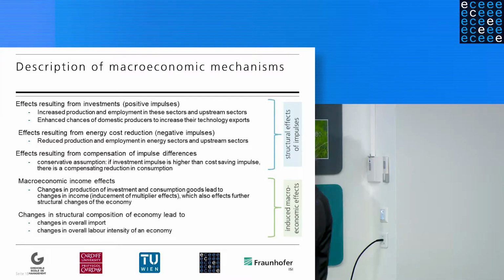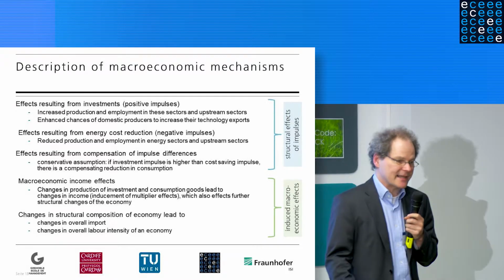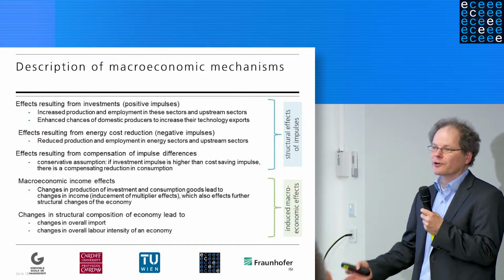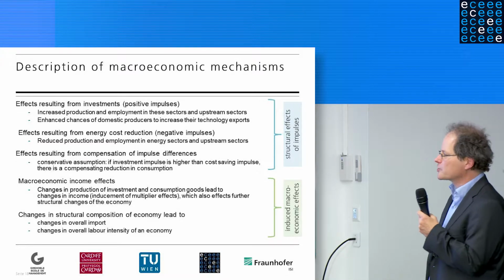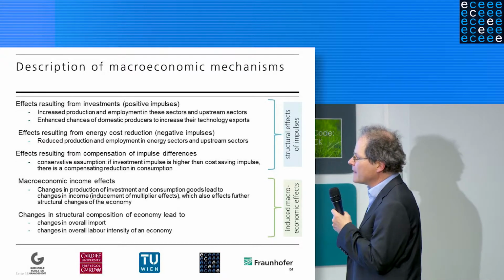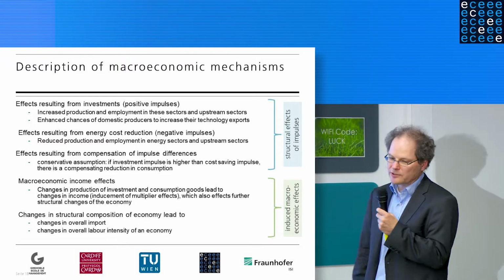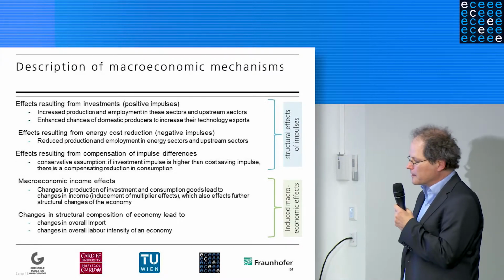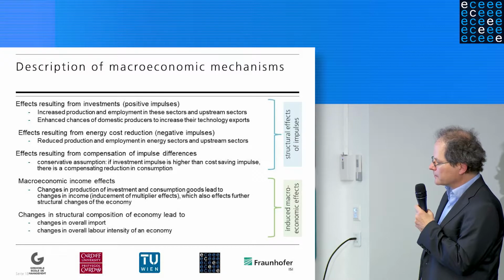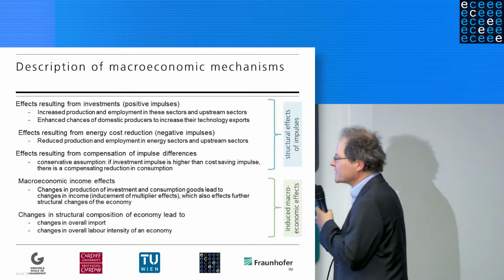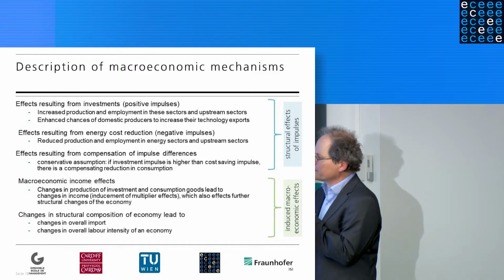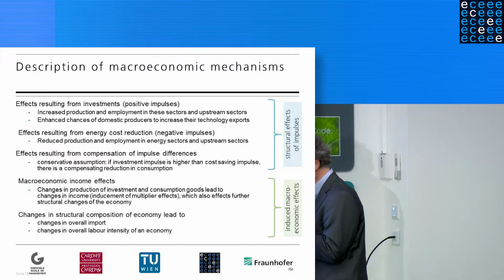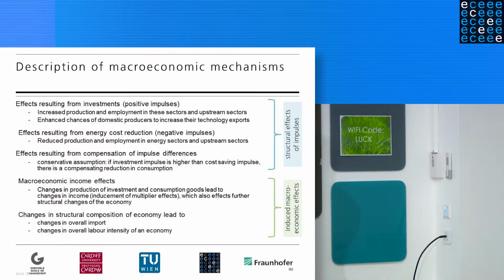However, you also have negative impulses. You consume less energy. Very good thing if you think in terms of climate change. But of course, for the companies supplying energy, it's a reduction in demand, a reduction in employment, and also a reduction for the upstream sectors like refineries, supplying mineral oil to households. Now, I think these two effects, these two mechanisms, are pretty obvious. The third one is a little bit more difficult, a little bit more typically macroeconomic.